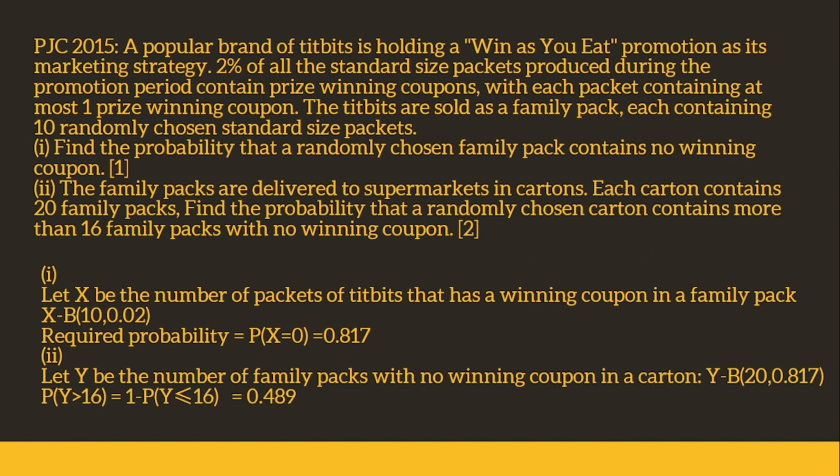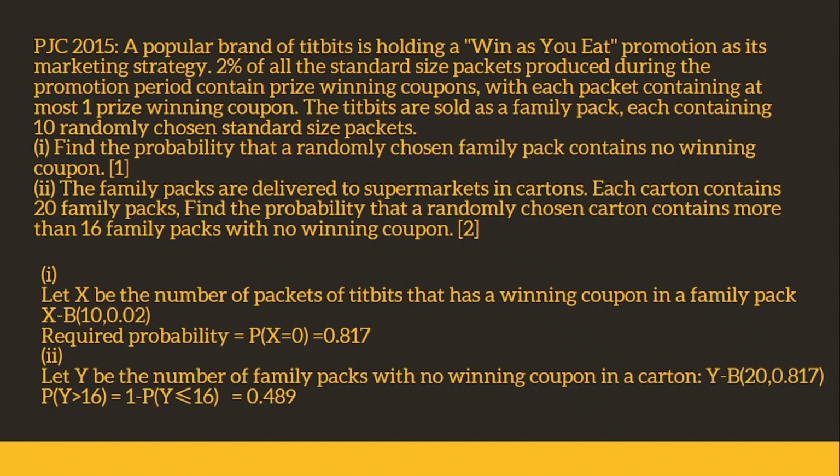Then the next question. A popular brand of toothpaste is holding a win as you eat promotion. 2% of packets produced during the promotional period contain prize winning coupons, with each packet containing at most one prize winning coupon. They are each sold in a family pack containing 10 randomly chosen standard size packs. So this is a probability and binomial question also. But first, find the probability that a randomly chosen family pack contains no winning coupon.